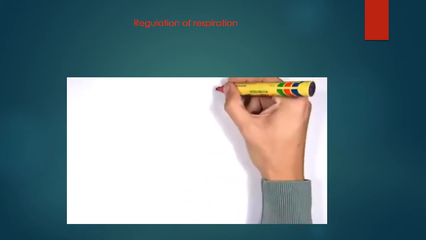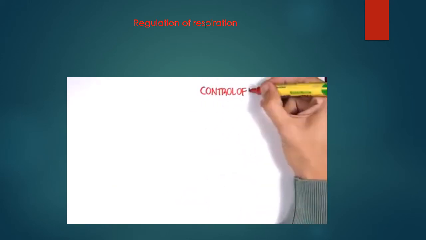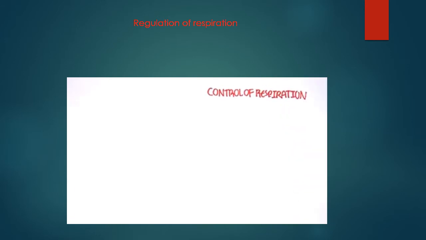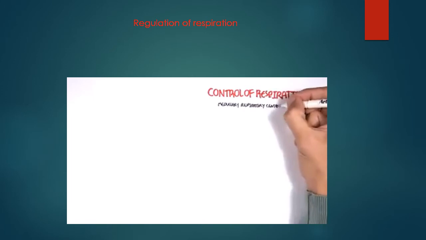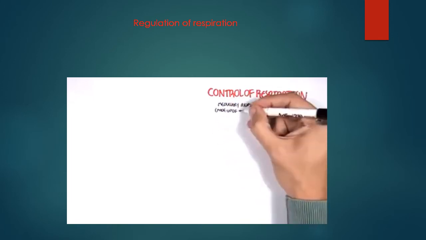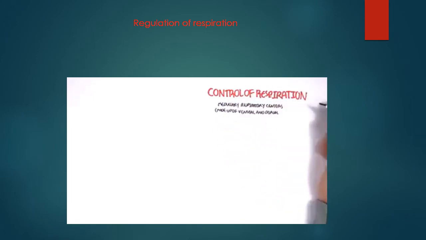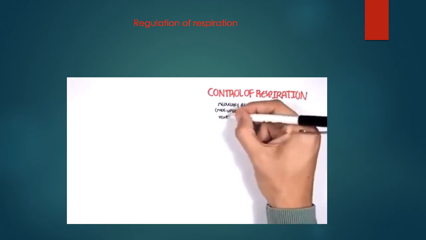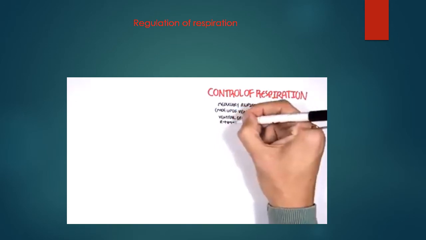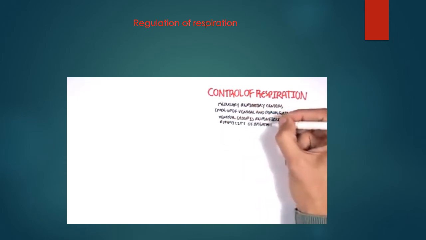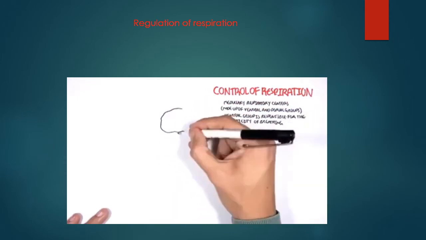In this video, we are going to look at control of respiration. Now, the medullary respiratory centers control respiration. The medullary respiratory centers are made up of the ventral and dorsal groups. The ventral group is responsible for the rhythmicity, you can say, of breathing. If that didn't all make sense, let's look at a diagram.